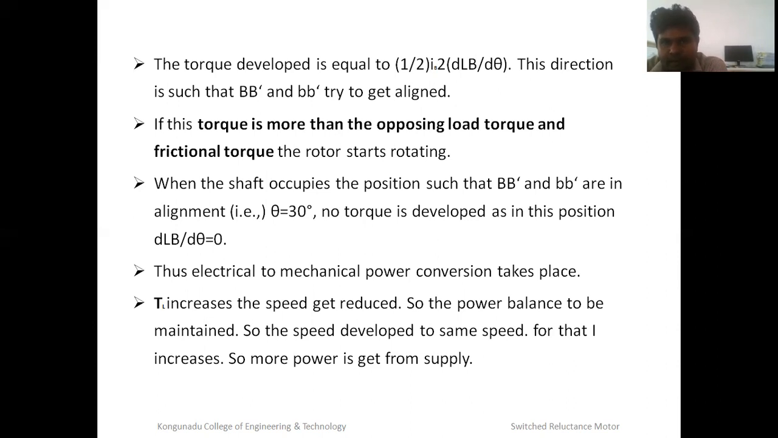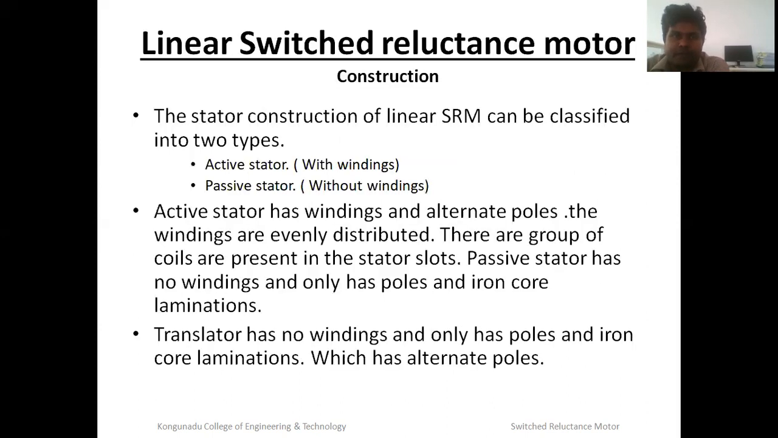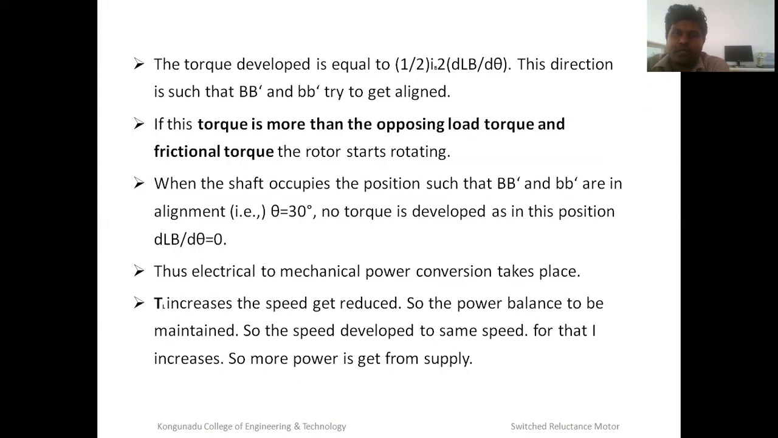For example, take the angle theta equal to 30 degrees. No torque is developed at the position where dLB by d theta equals 0. Here the electrical power is converted to mechanical power. Again, if the load torque increases, automatically the speed is reduced. We know the load torque is inversely proportional to speed. So the power balance must be maintained, so that the speed returns to the same speed. For that, we increase the current, so more power is drawn from the supply. This is the rotary converter.